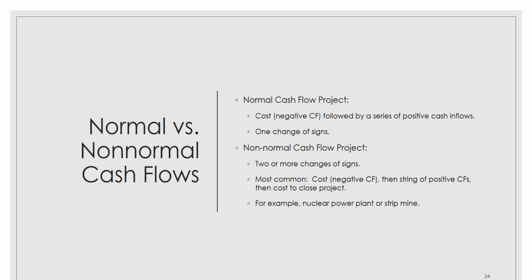Now, with the cash flow pattern, normal cash flow projects are where we have a cost, so a negative cash flow, followed by a series of positive cash inflows. So there's only one sign change. A non-normal cash flow project is where we have 2 or more sign changes. So we might have a cost, then cash inflows, and another cost. An example would be if we were mining. It would cost you money to open that mine, then you would receive cash inflows for years, and then once you close, the EPA would have you clean that mine back up, so you would have an expense associated with that.